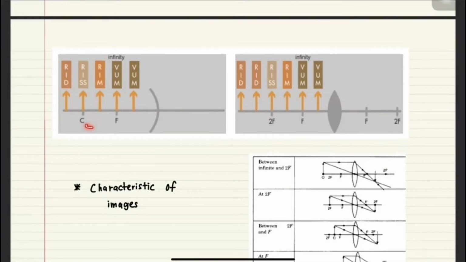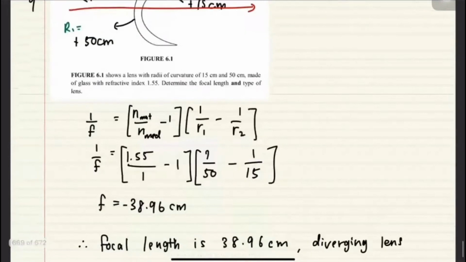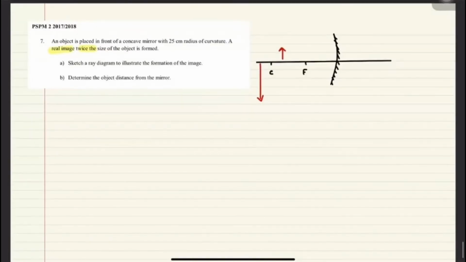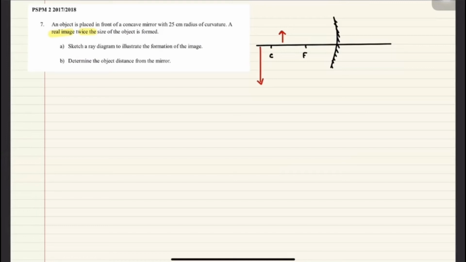Okay, so betul lah. So kelebihan dia, kamu boleh jawab dengan mudah. You can sketch the ray diagram. Okay, nanti kamu sketch lah. Okay? You can sketch and you should get this image. Satu, lepas tu, dua. Dapat kot. Okay, and then dia kata yang B tu, determine the object distance from the mirror.